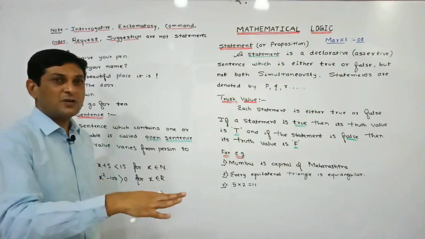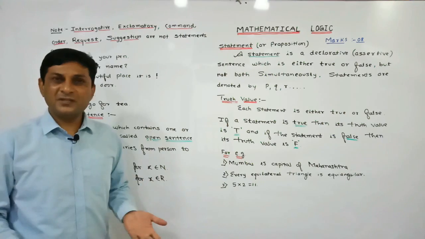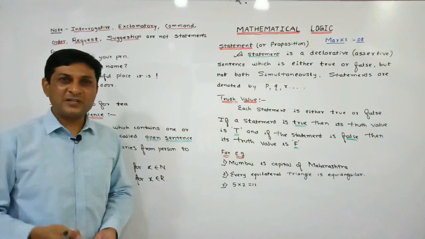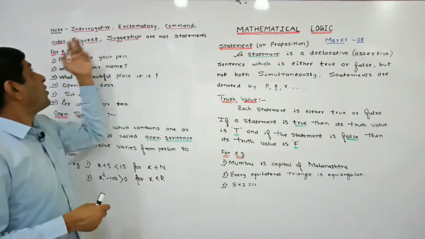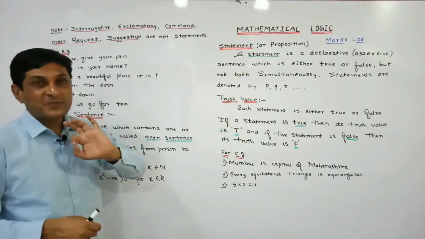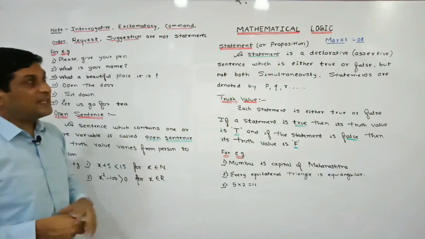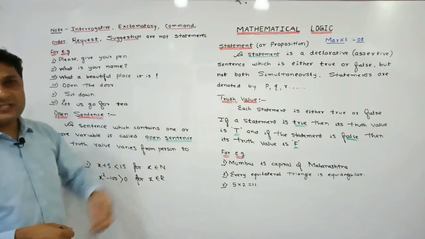Now command or order: open the door, close the door, sit down. Such types of sentences are order or what? Command, open the door. So in this case we are not able to identify whether it is true or false. So that's why we cannot say that command or order are what? Statement in logic.